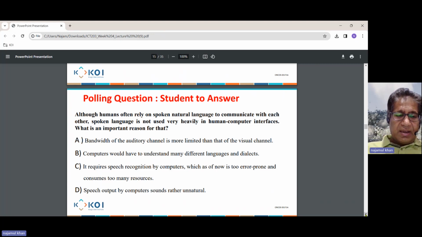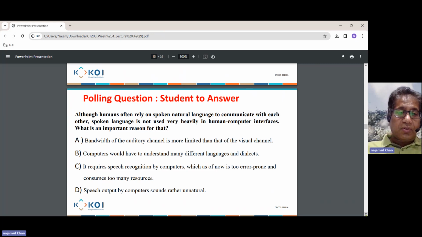I guess A and B are closest, and C can be as well. Yeah, I think probably. Anyway, people come up with their own ideas as well. Somebody might say, all right, D, I don't like computers sounding like something which doesn't sound real.